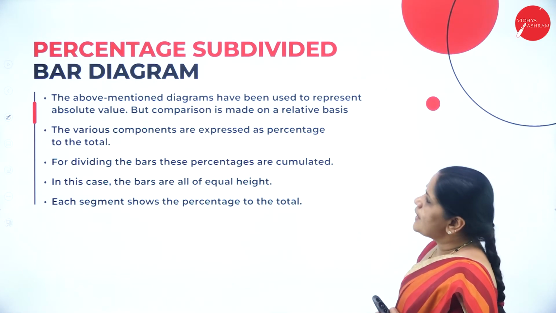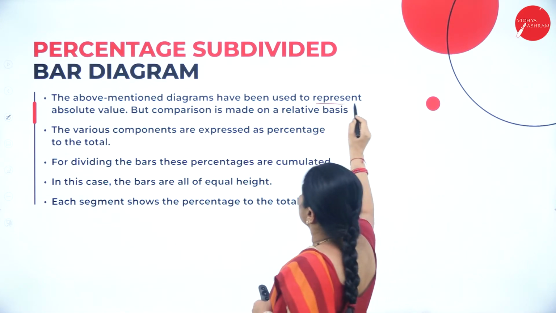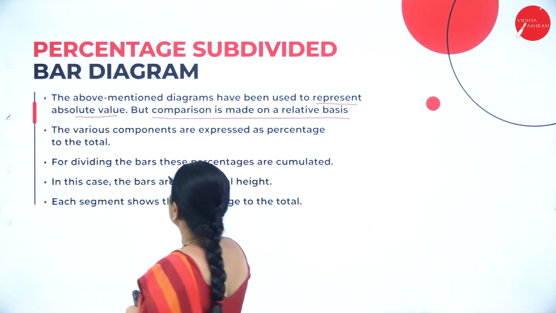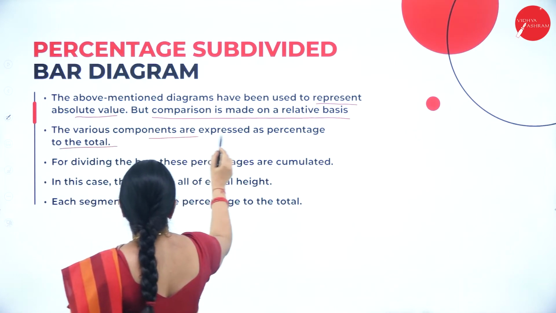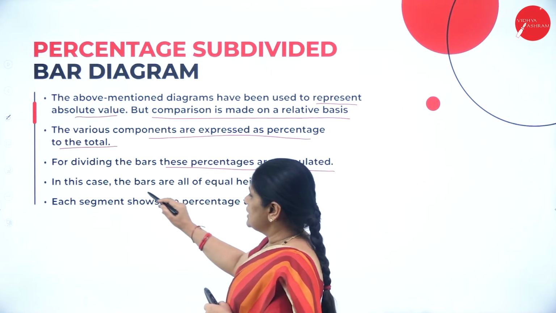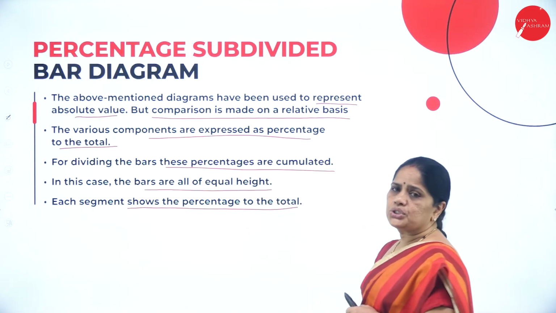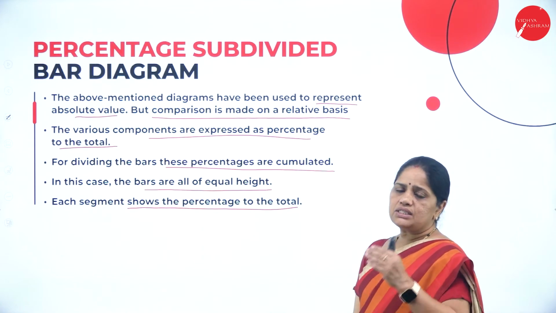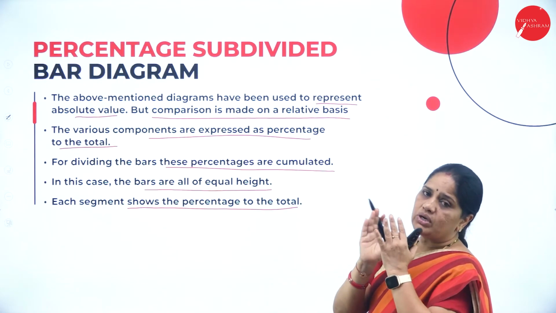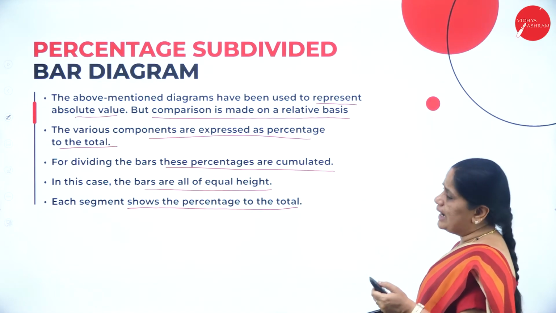Then, percentage subdivided bar diagram. The above mentioned diagrams have been used to represent absolute values, but here the comparison is made on a relative basis. The various components are expressed as percentages of the total. So, for dividing the bars, these percentages are cumulated. In case the bars are of equal height, each segment shows the percentage of the total. In the previous diagram, we had seen how the entire bar was divided into males and females. The same way we have the percentage subdivided bar diagram.